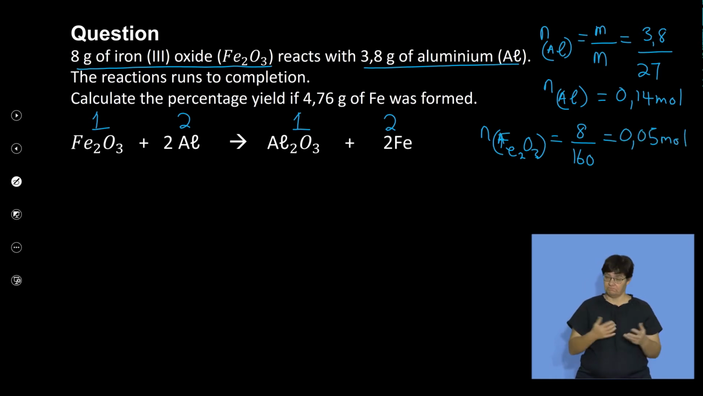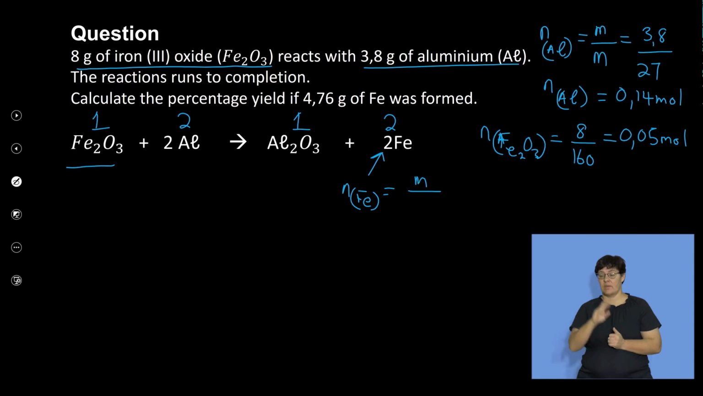If 1 reacts with 2, it tells us that the aluminium is actually our limiting reagent. So all the aluminium will react. 1 mole of iron oxide gives us 2 moles of iron. So the number of moles of iron that will be formed is equal to mass over molar mass.